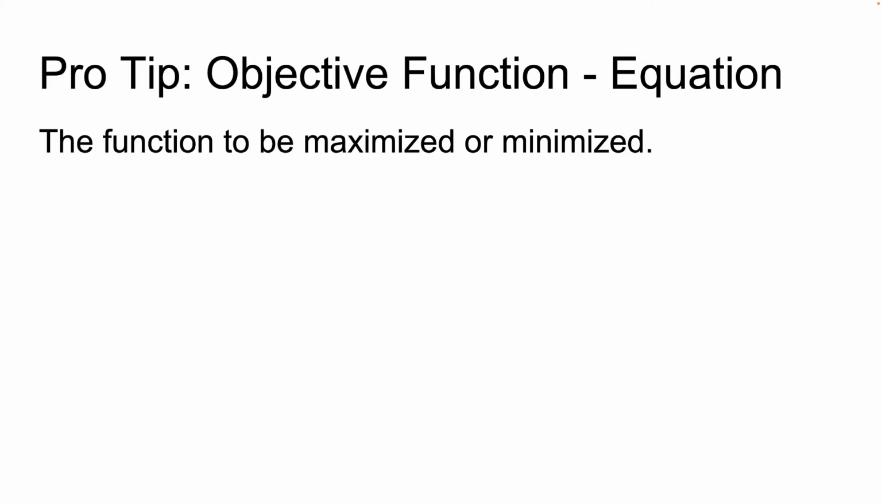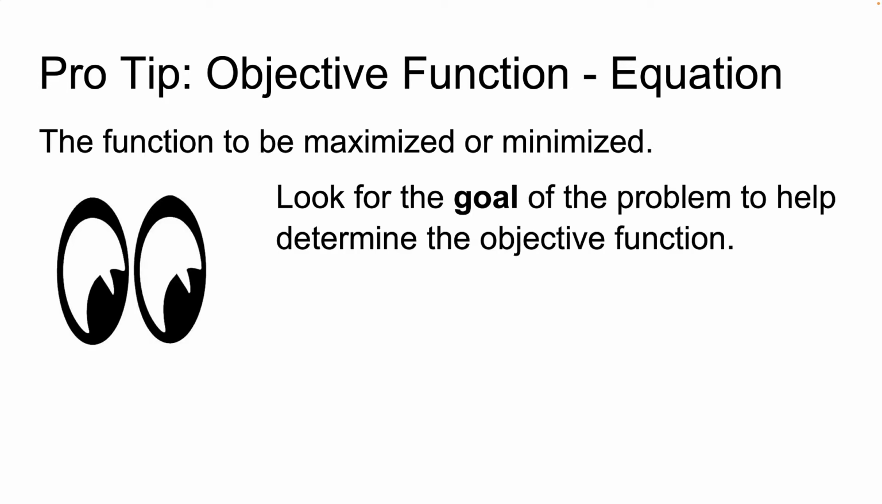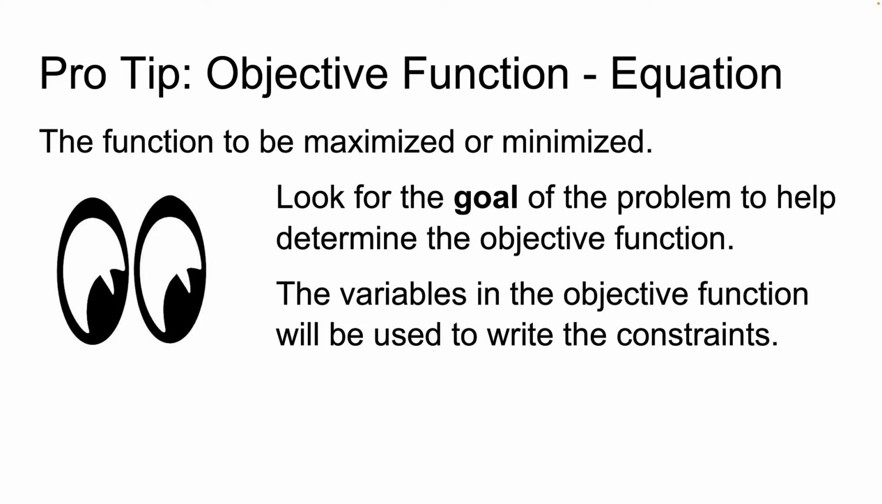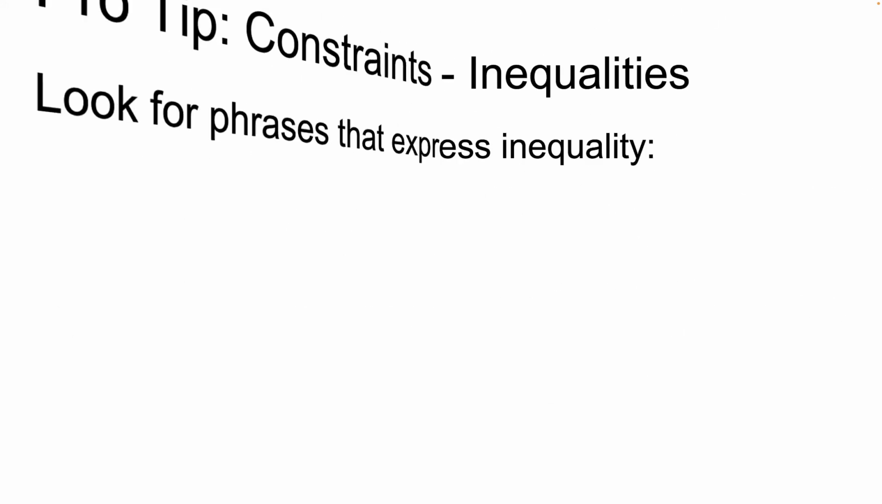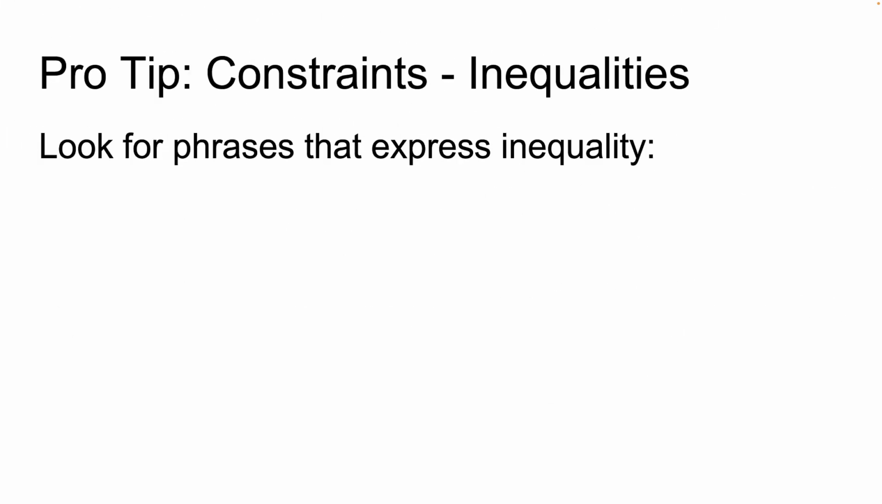Before we get started, let's take a look at some pro tips. The objective function is going to be an equation. This is the function you want to maximize or minimize. Look for the goal of the problem to help determine the objective function. Once you have your objective function, the variables will be used to write the constraints. The constraints are the inequalities.